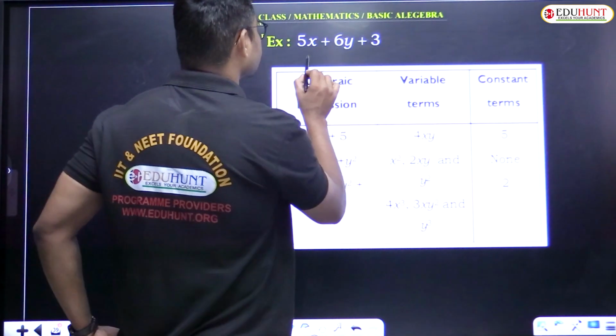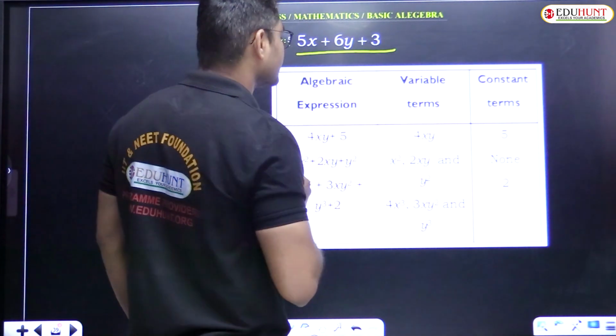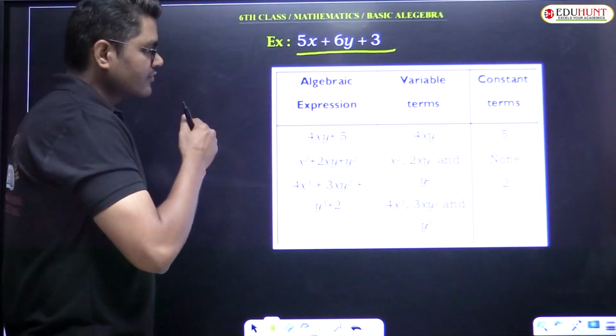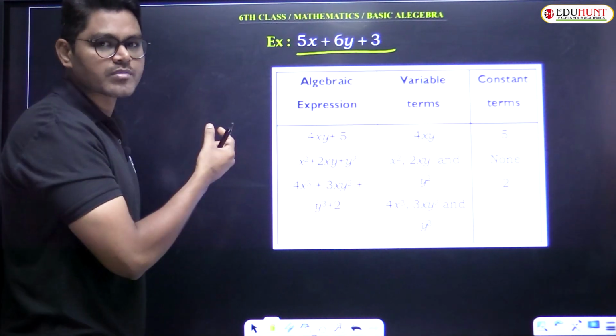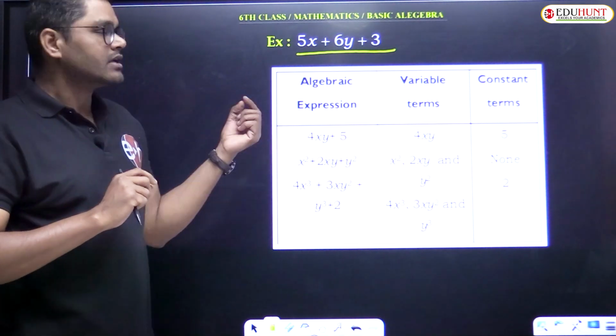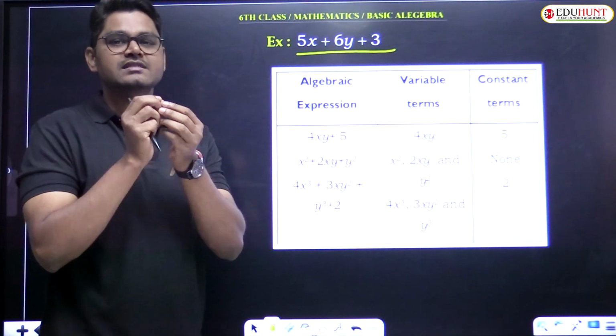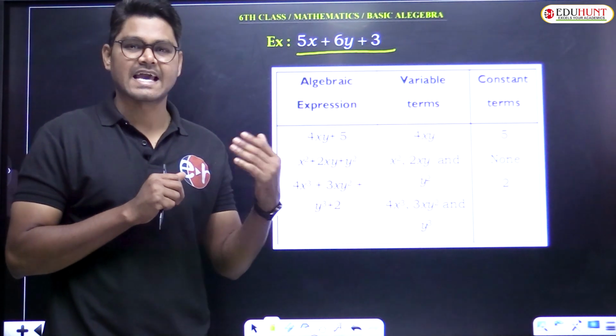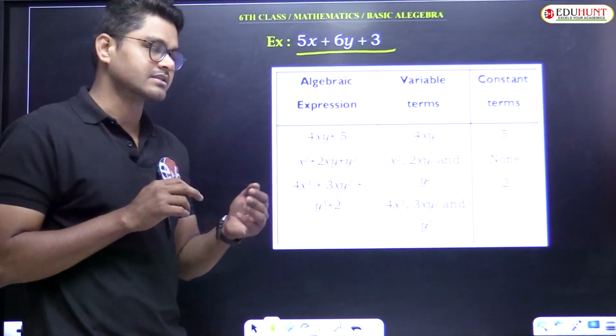This is an algebraic expression, 5x plus 6y plus 3. In this algebraic expression, we have to find the variable terms and constant terms. What do you mean by a variable? Variable means simply we can remember as alphabet: A, B, C, X, Y, Z, K, L, M, like that.